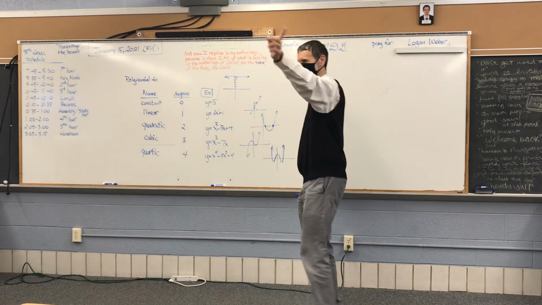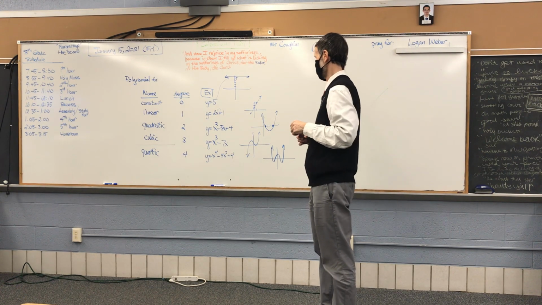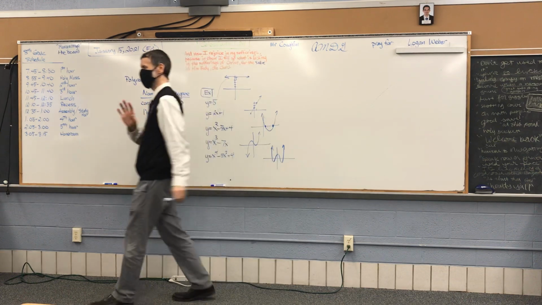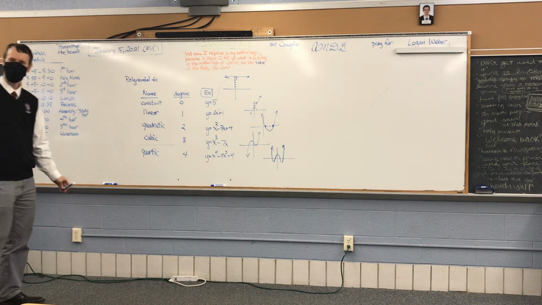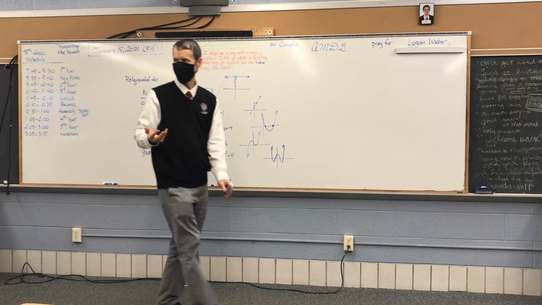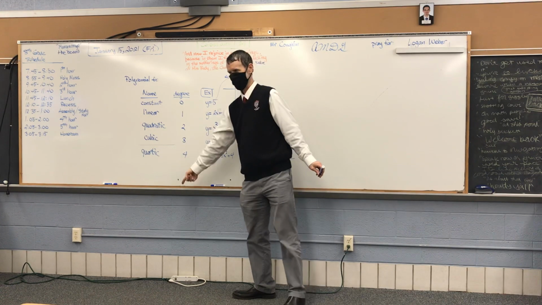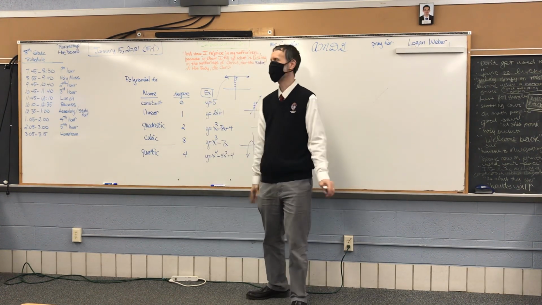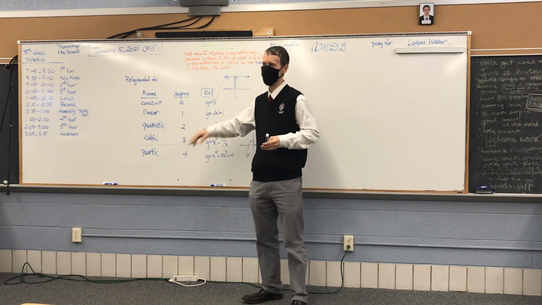Will we just have to know the name and degree, or will we have to know the shape of the graph? You'll have to know the basic shape. If I give you a sketch, you'll have to say whether it's constant, linear, quadratic, or cubic. Or if I give you the formula, you can tell me which it is. I'll give you the example, either a picture or a formula, and you tell me what it is.